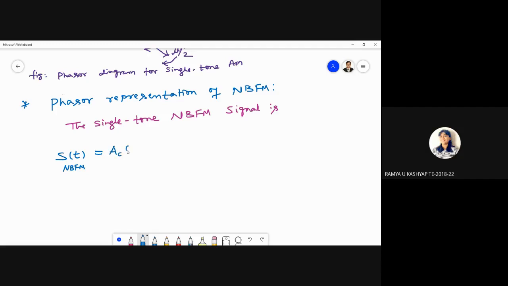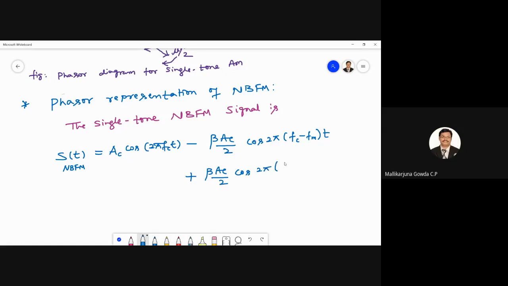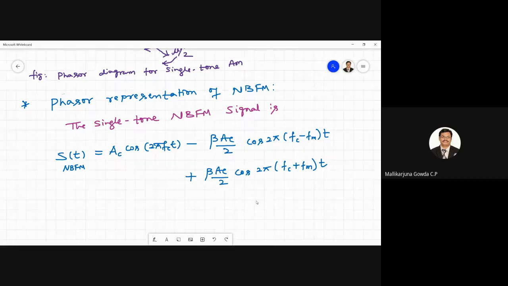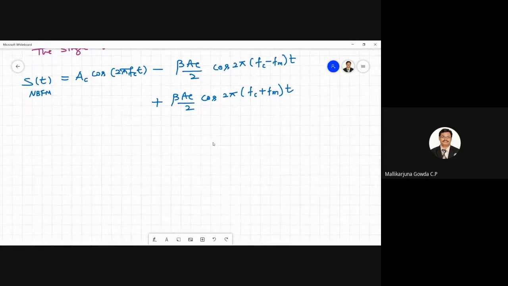AC cos 2 pi fct, minus beta AC by 2 cos 2 pi of (fc minus fm) t, plus beta into AC by 2 cos 2 pi of (fc plus fm) t. Okay. So in this, what is upper side band, what is lower side band, you are aware, no? Yes. In the same way, how we have written for AM, let us try to write this also in terms of only the exponential part. We're taking only the real part into consideration.